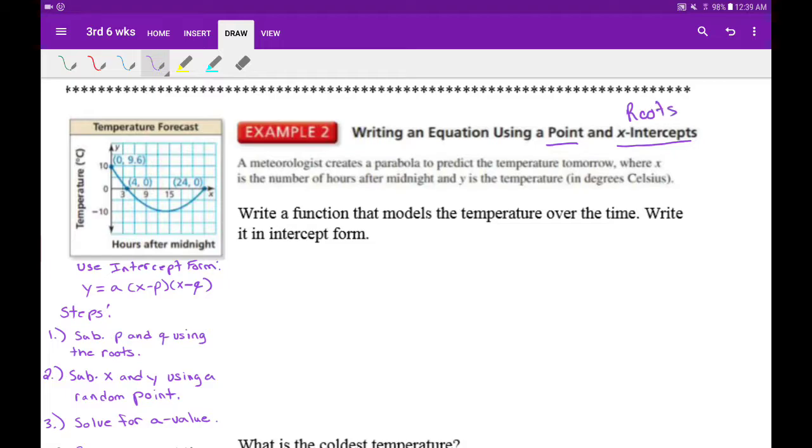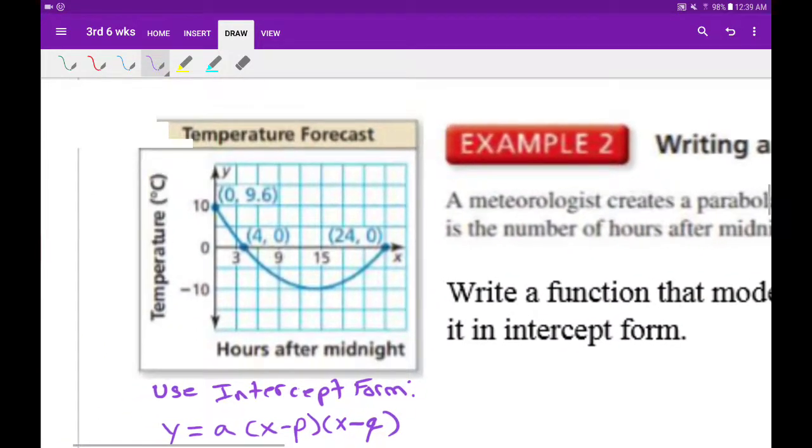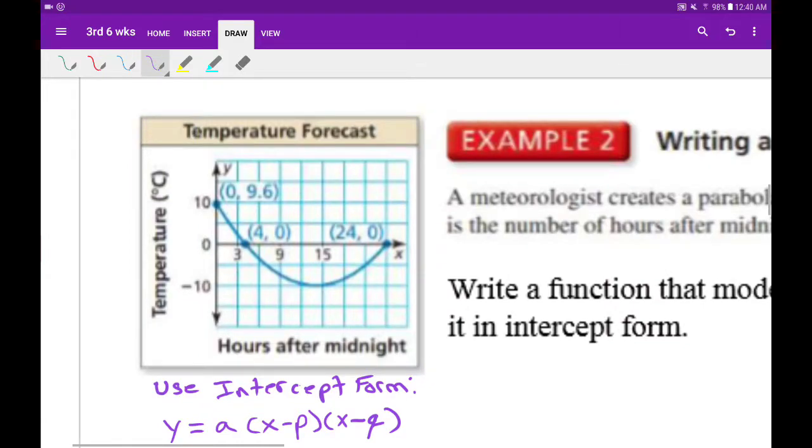Here's the graph the meteorologist gave us. Basically this is a root here, here's the other root, and then we have our random point over here. The point gives us x and y. This 4 here is going to be our P, and this 24 here will be our Q. That's the information we're going to use to build our equation.